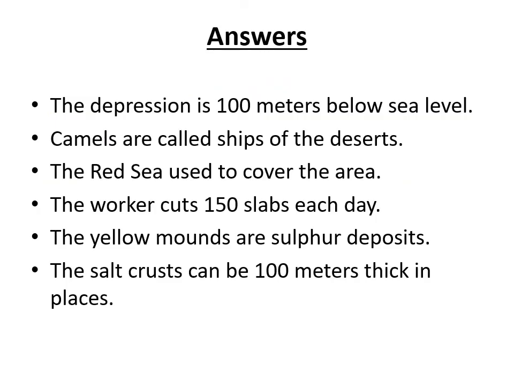Okay, so here are the answers to those questions. The depression is 100 meters below sea level. Camels are called ships of the deserts. The Red Sea used to cover the area. The worker cuts 150 slabs each day. The yellow mounds are sulfur deposits. And the salt crusts can be 100 meters thick in some places.